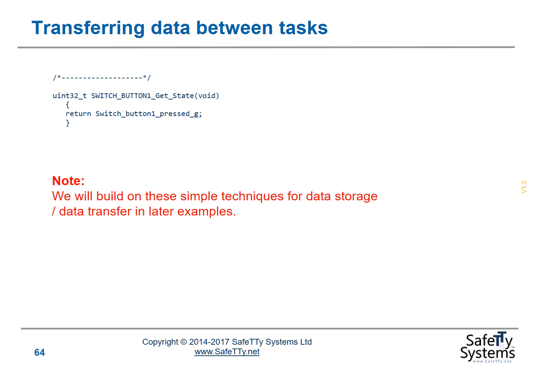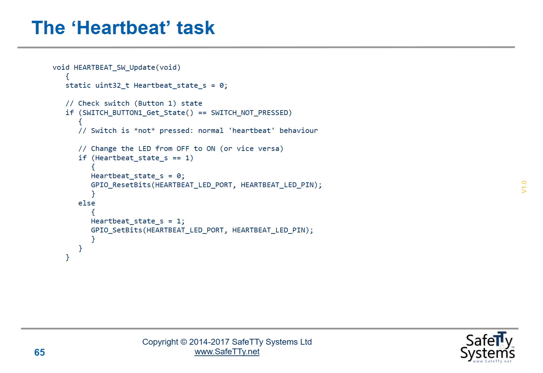Switch button 1 get state from the switch interface task checks to see if the switch is not pressed. If the switch is not pressed, then we carry out the heartbeat flashing behavior. So we check if the heartbeat LED was previously on, we switch it off. If it was off, we switch it on. We only do that if the switch is not pressed. If the switch is pressed, we don't do this. We just leave the heartbeat LED on or off as it was previously.